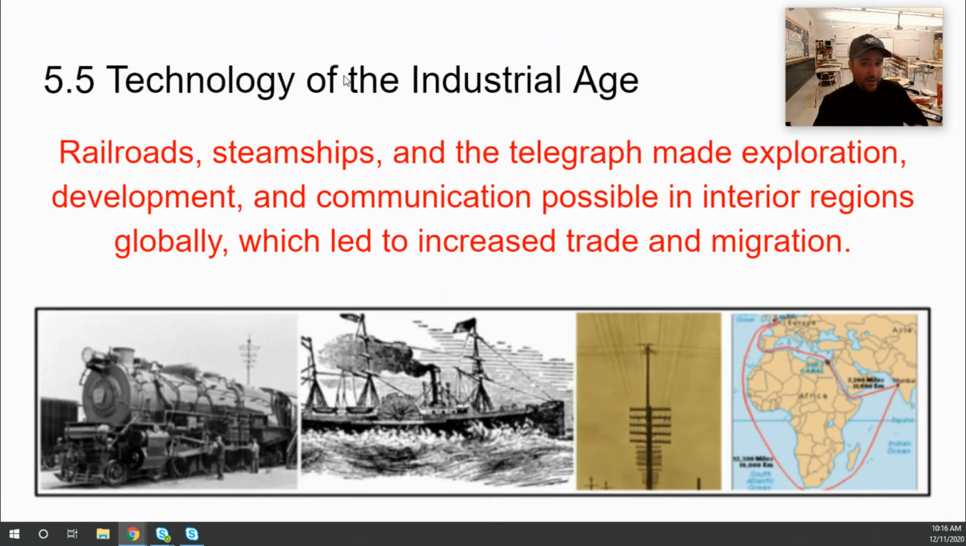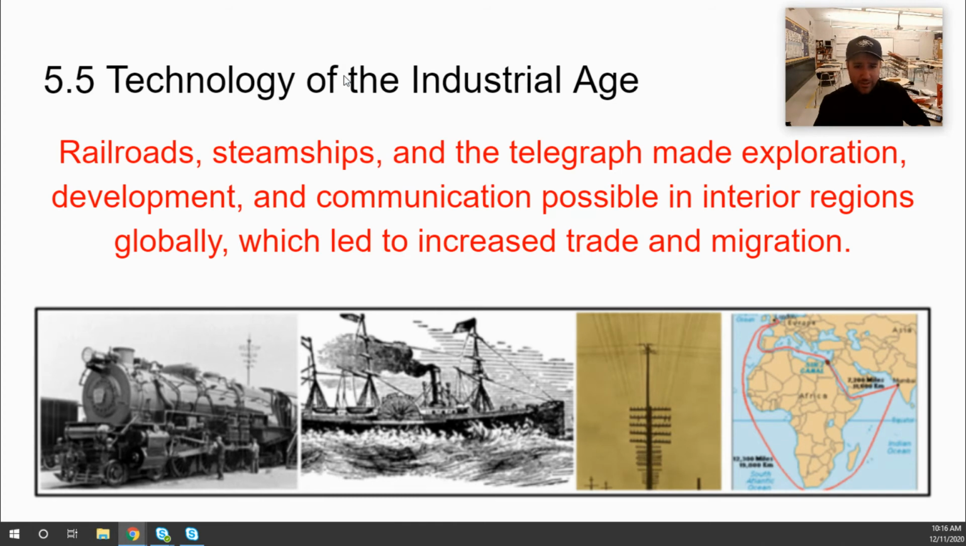So last thing I'm going to talk about, and I'm not going to go into too much detail about this because it's pretty obvious what they're talking about here: railroads, steamships, and telegraphs, and later telephones made exploration and development and communication possible into the interior regions globally, which led to the increased trade and migration.